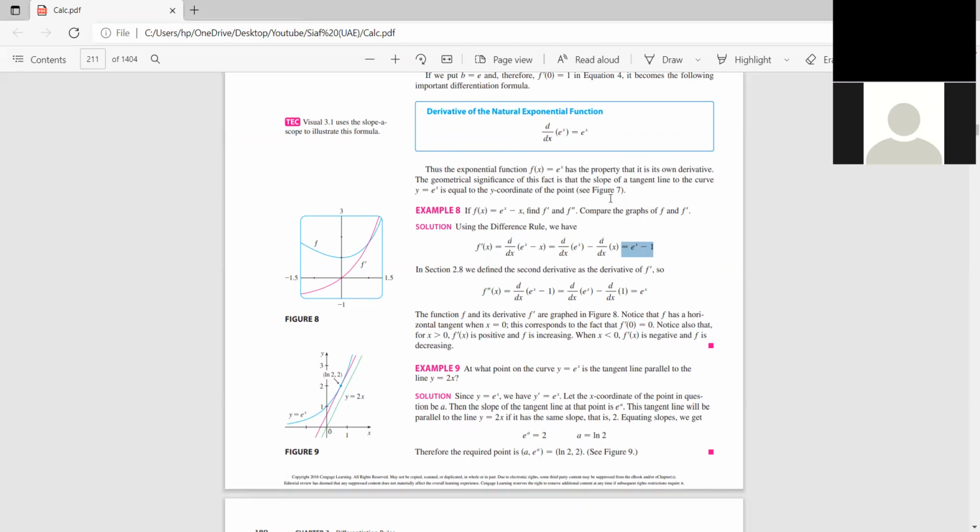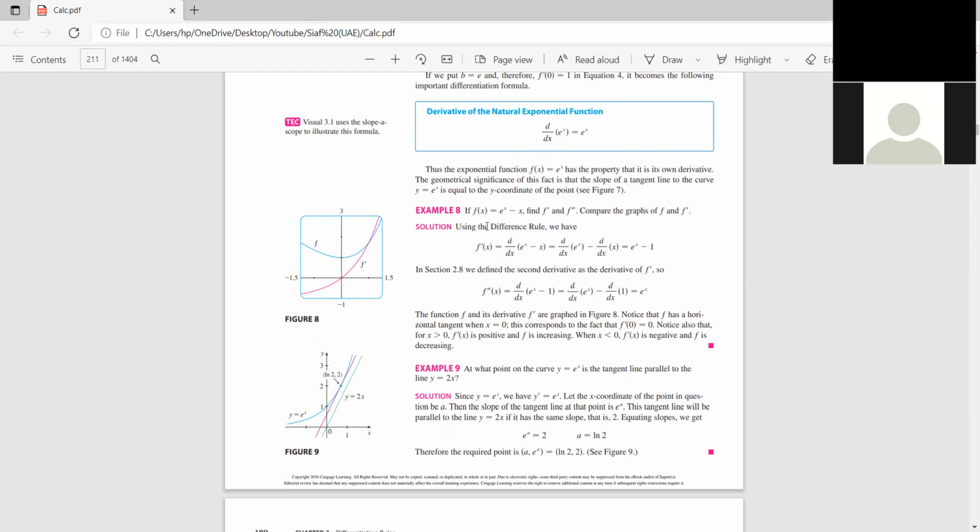Because x is a constant, right? Which x? You mean this x? Yeah. We are differentiating x with respect to x, so it is dx over dx. The derivative of a function with itself is 1. Yeah, because it's written d over dx. So that's why. Okay.